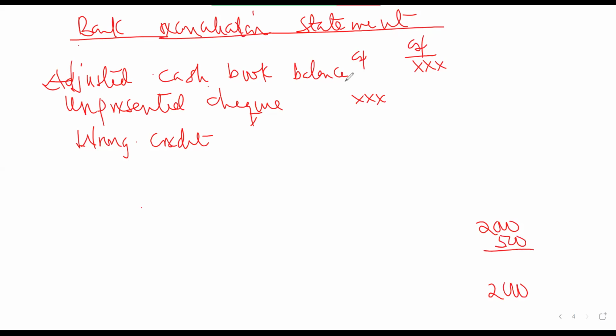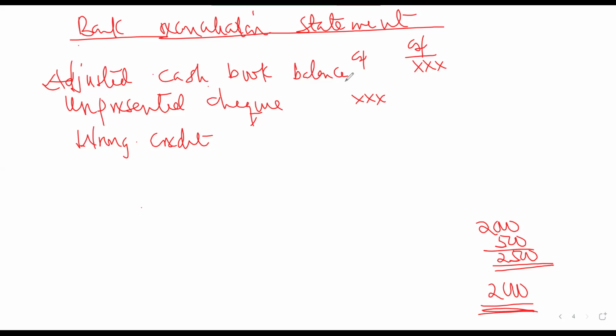Crediting the account wrongly means that they have added 500 to your account. The bank has wrongly credited your account with 500. So you can see now your balance will be 2,000, and the bank will be having 2,500. So how do we reconcile now? We want to get the bank statement balance of 2,500. We have 2,000. What do we do to our balance to have the 2,500 as shown by the bank statement?